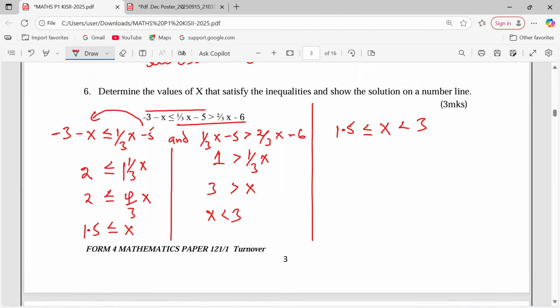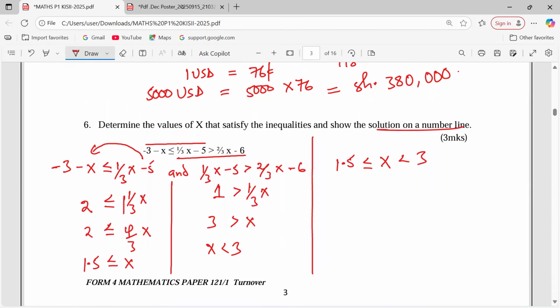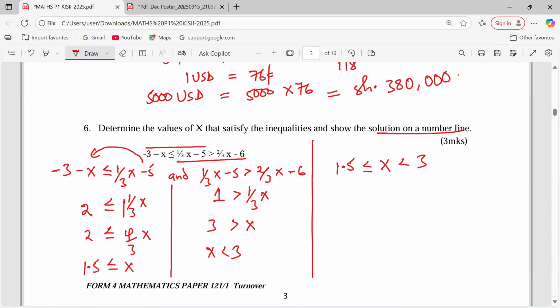In case you've been told to state integral values, I know we have been told to state on an upper line, to simplify and show on an upper line, whereby if you were to state integral values between 1.5 and 3, 1.5, though it is inclusive as a limit, it's not an integral value. So we would start from 2, and 2 would become the only integral value.